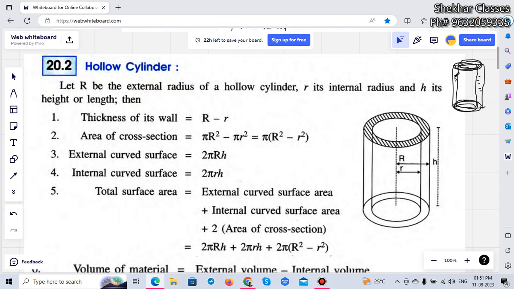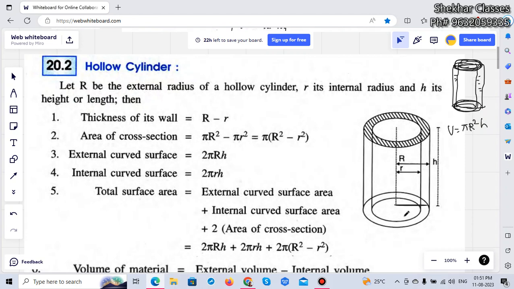If you have to find the volume of this particular wood which this is made up of, what do you do? You first take a complete solid cylinder and find its volume. If the radius of the bigger, outer one is capital R, what is the volume of this one? The volume will be pi capital R square, and if the height is h, it will be h.